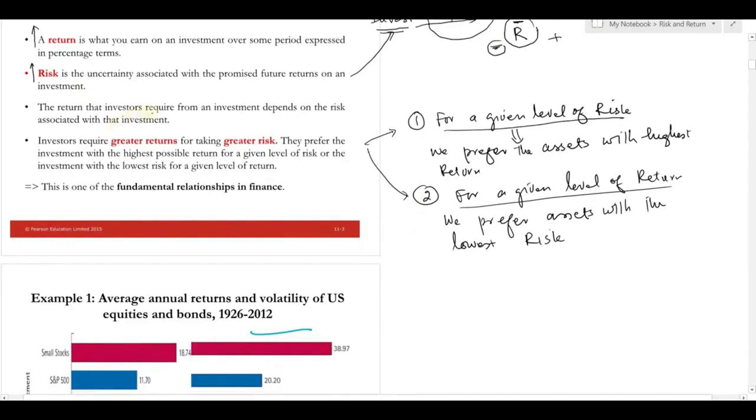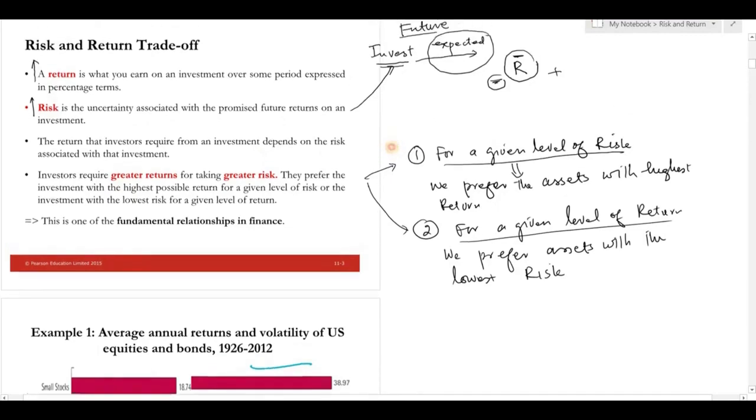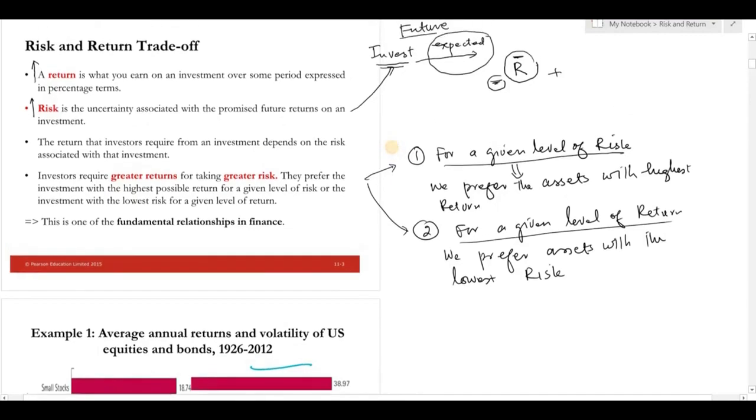And also the return that an investor requires from an investment depends on the risk associated with the investment. So if an investor is taking a high risk investment, why is he taking that? Because he wants to earn more return. Investors require greater returns for taking greater risk. And I will explain this point in these two statements.